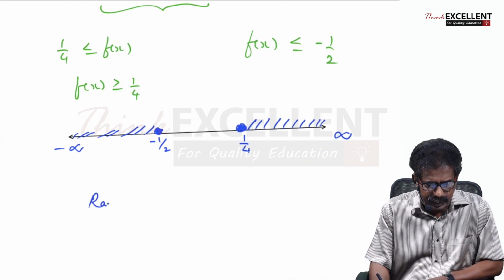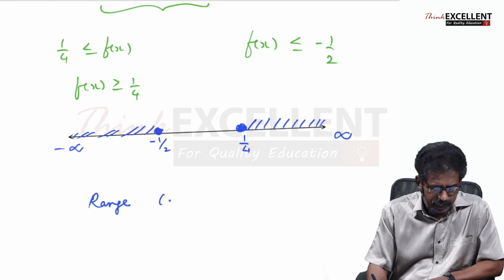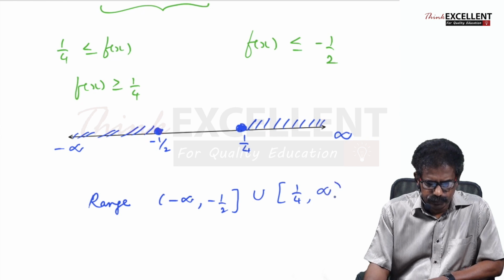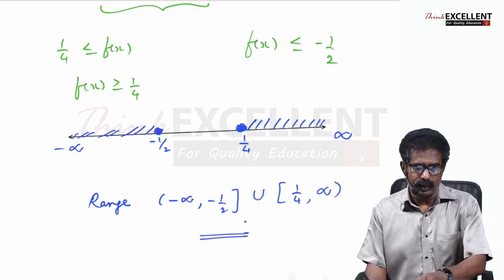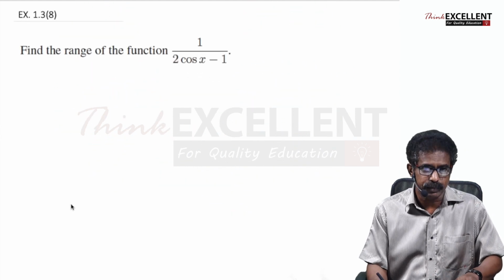So you can say the range is equal to the union of these two. What's the first interval? Minus infinity comma minus 1/2, union 1/4 comma infinity. You know why we are using closed intervals, because that point is included, right? So I'll take one more sum of the same type so you can understand better.